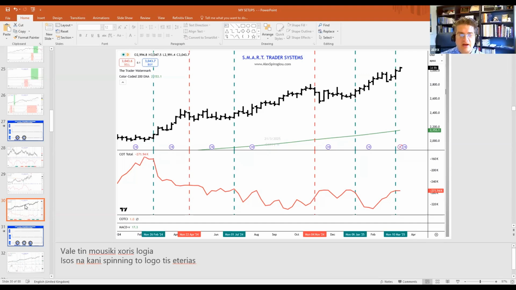So what I do is I mark this with a green vertical line, which means look for buy setups. That's one of the factors I look at from the weekly chart, the macro, to make me switch on the daily chart and then start looking for buy signals on the daily chart.